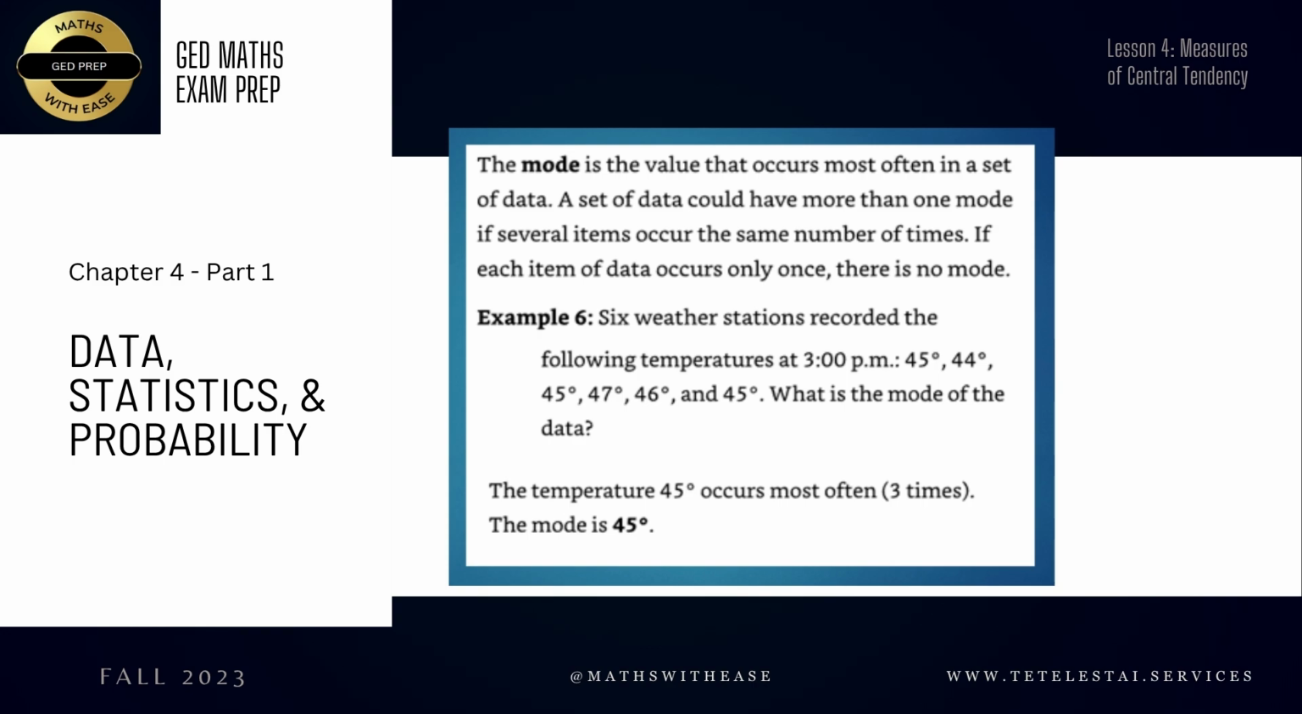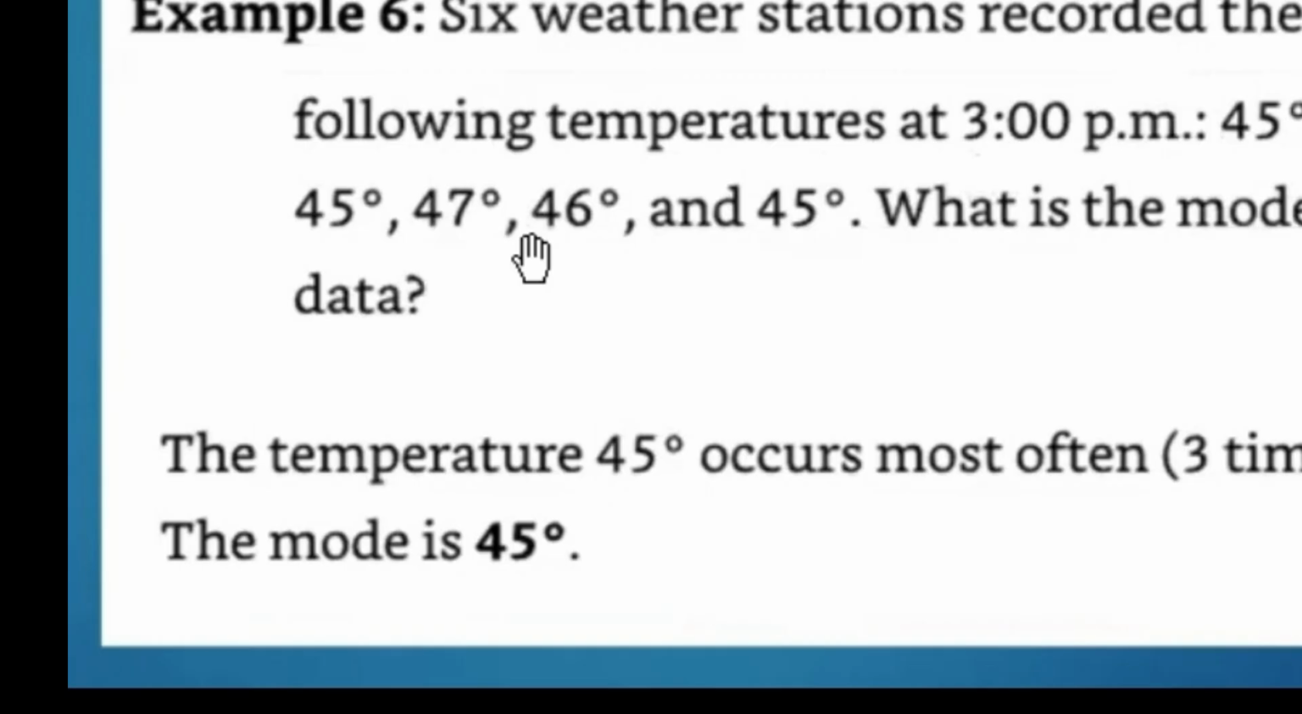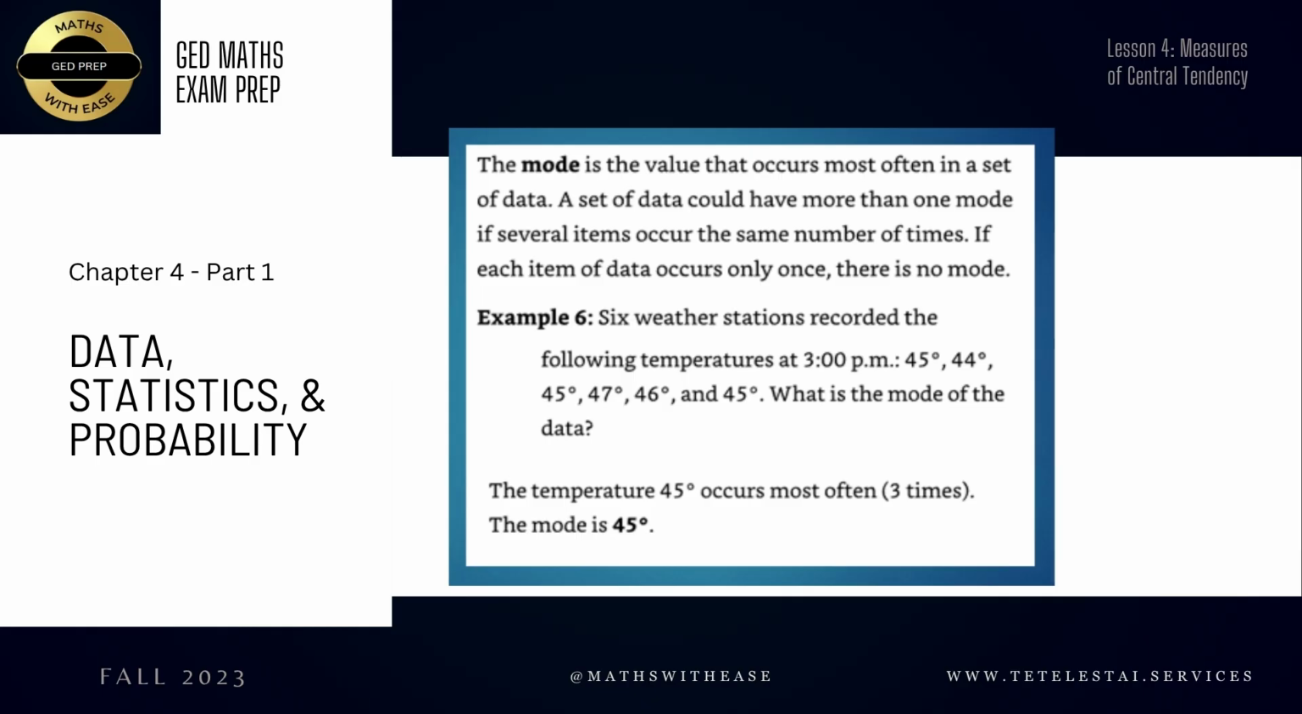And I remember mode because there's an O in mode, and there's also an O in often. So it's the number that occurs most often, which in this case is 45. We see it occurred 3 times, okay? So 3 different ways of measuring central tendency, but just know that each representation is approached differently.